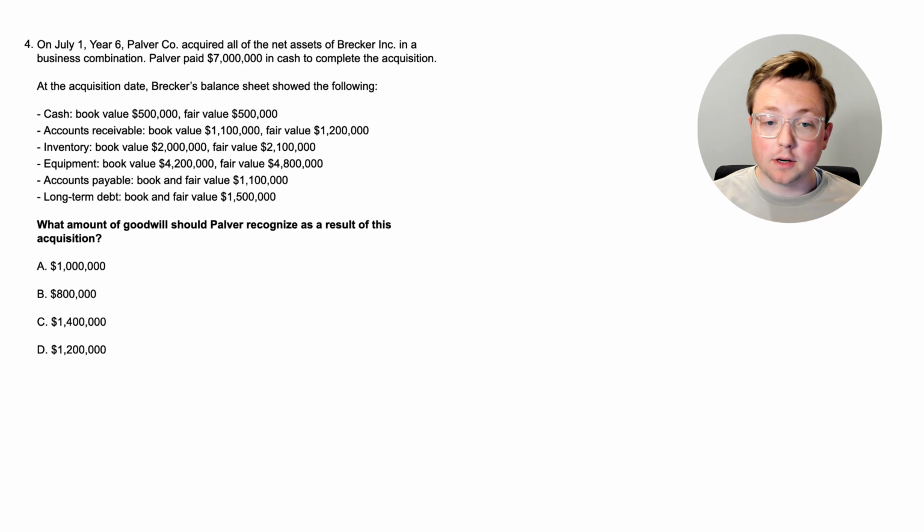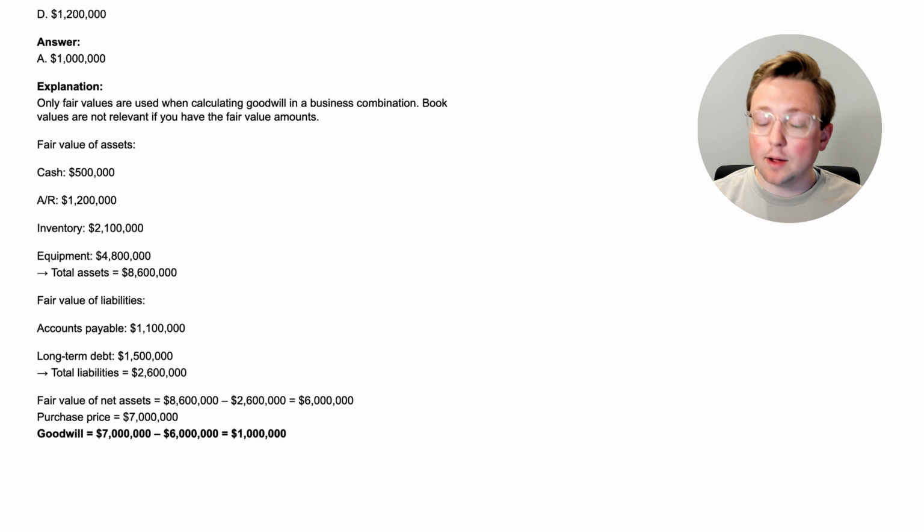Inventory book value $2 million, fair value $2,100,000. Equipment book value $4,200,000, fair value $4,800,000. Accounts payable book and fair value $1,100,000. Long-term debt book and fair value $1,500,000. So again, what amount of goodwill are they going to recognize as a result of the acquisition? Take what you've learned in question 2 and 3, think about this, and when you're ready, come back, we'll look at the answer together. All right, here we are at the answer, A, $1 million.